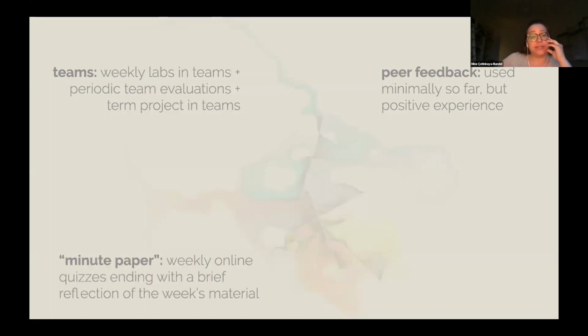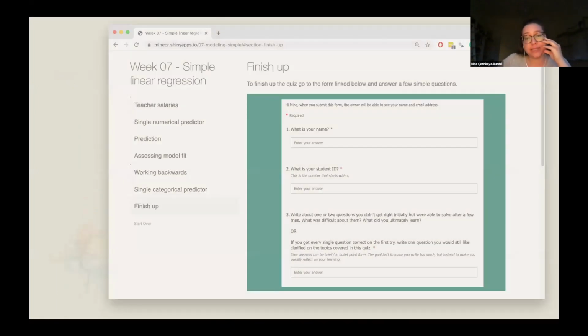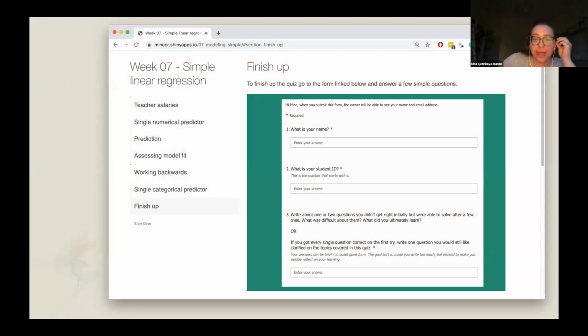Another thing that we do is this idea of a minute paper. So they have these weekly online quizzes. And at the end of each one of these, there's a brief reflection on the week's material. So it looks like this. And if you look at the very end, it says after you've done these 10 questions, write about 1 or 2 questions you didn't get initially, but were able to solve after a few tries. What was difficult about them, or what did you ultimately learn? Or if you got every single question correct on the first try, write 1 question you would still like clarified.